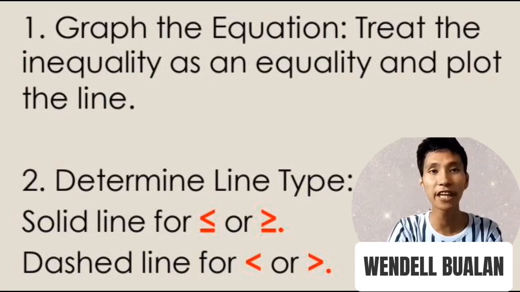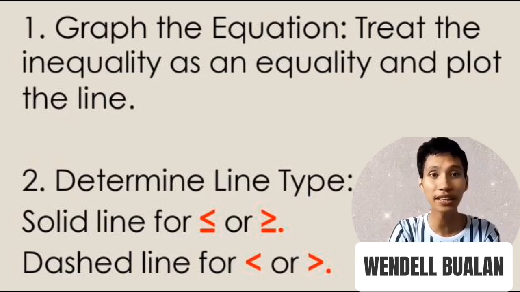So first is graph the equation: treat the inequality as an equation and plot the line. Number 2 is determine the line type. A solid line for greater than or equal to or less than or equal to, and a dashed line for greater than or less than.